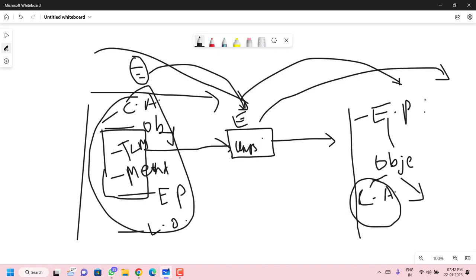Minimum that should be there. So that is all we have seen for the planning.